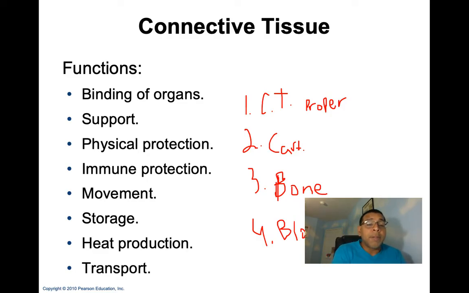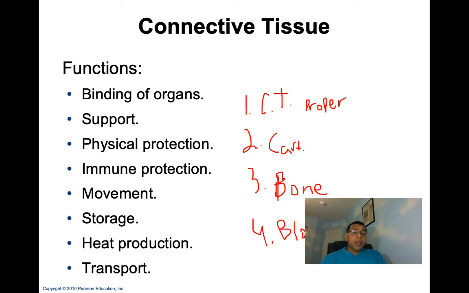Second is the degree of vascularity. When we talk connective tissues, they'll have a varying degree of vascularity. Some are going to be highly vascular, while others will be poorly vascular, like dense connective tissues. And then avascular, we'll see cartilage.